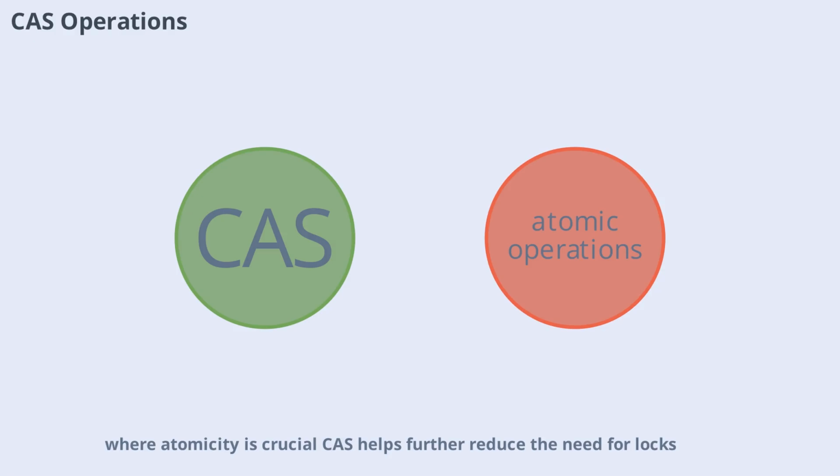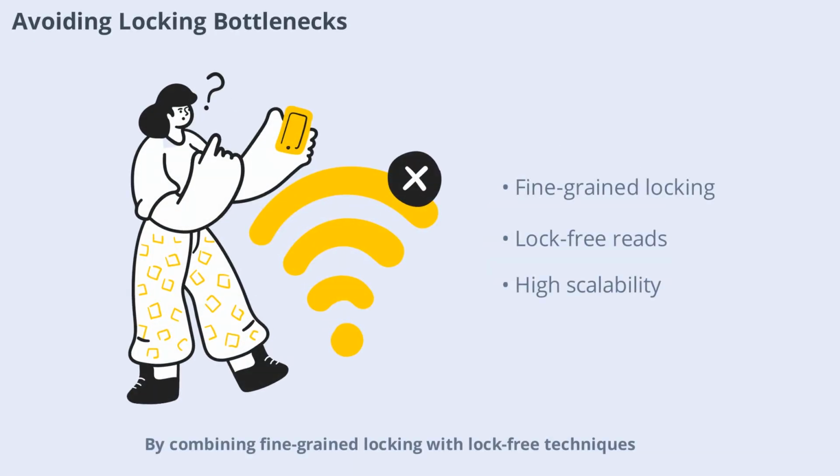CAS helps further reduce the need for locks, enhancing overall concurrency. By combining fine-grained locking with lock-free techniques, ConcurrentHashMap avoids the bottlenecks that plague synchronizedMap. Threads rarely block each other, even during heavy read and write operations. This design ensures that applications remain responsive and performant, even as the number of concurrent threads increases.